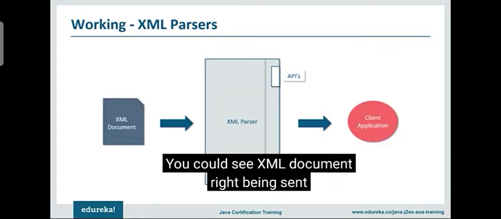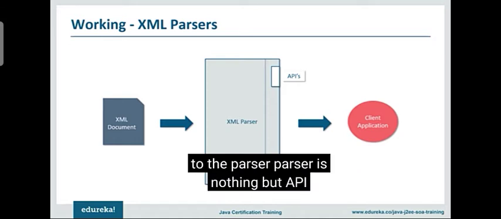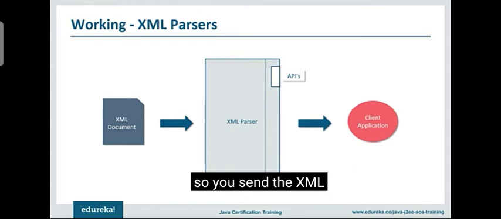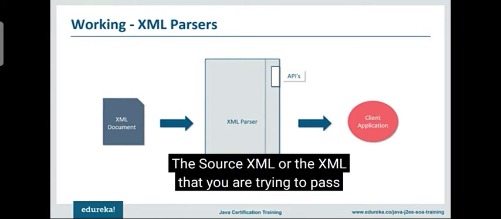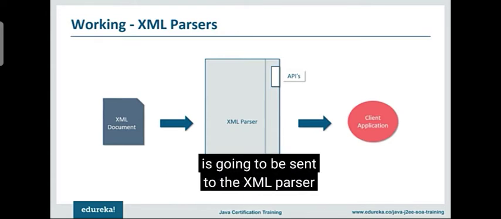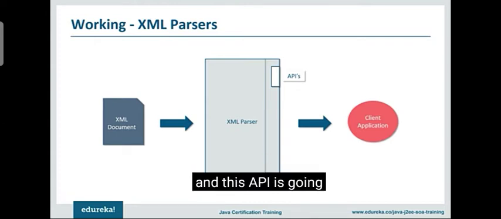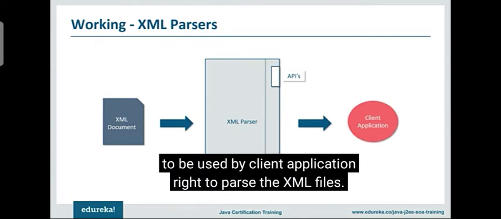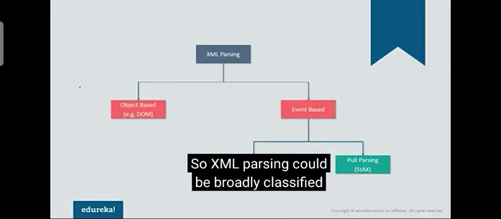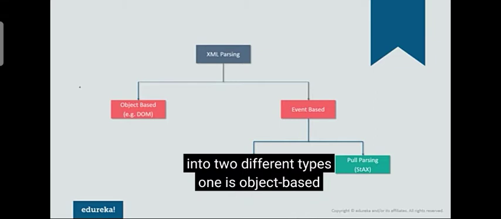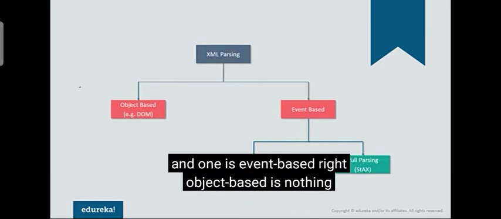What are parsers? Here you could see an XML document, right, being sent to the parser. Parser is nothing but an API. So the source XML, the XML that you're trying to parse, is going to be sent to the XML parser. And this API is going to be used by a client application, right, to parse the XMLs. So XML parsing could be broadly classified into two different types. One is object based and one is event based. All right.